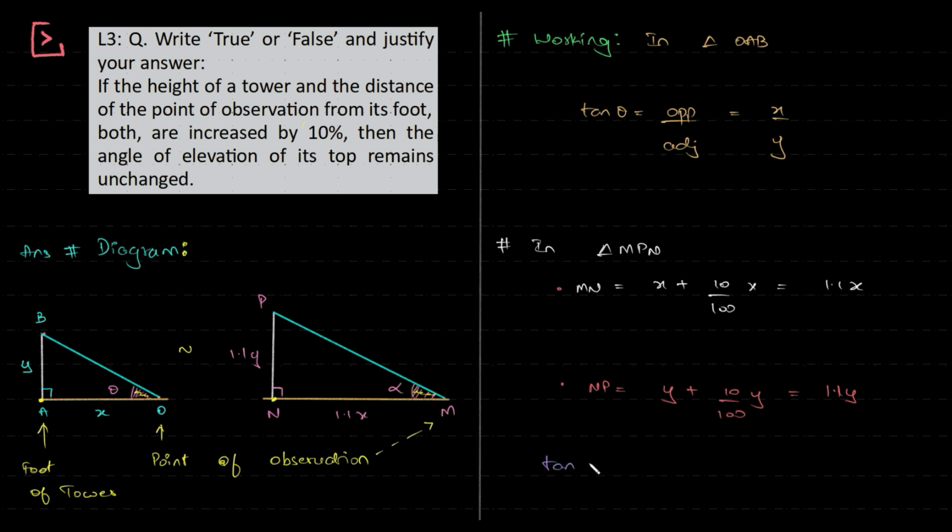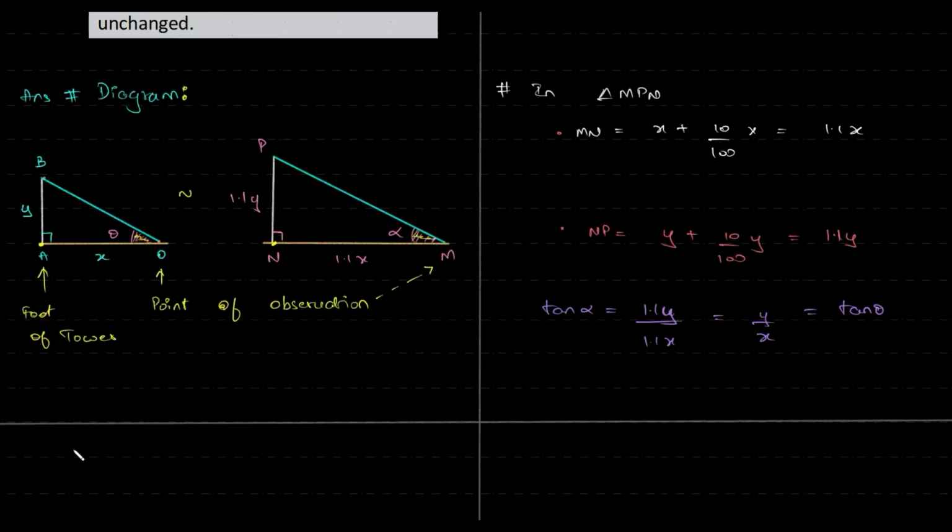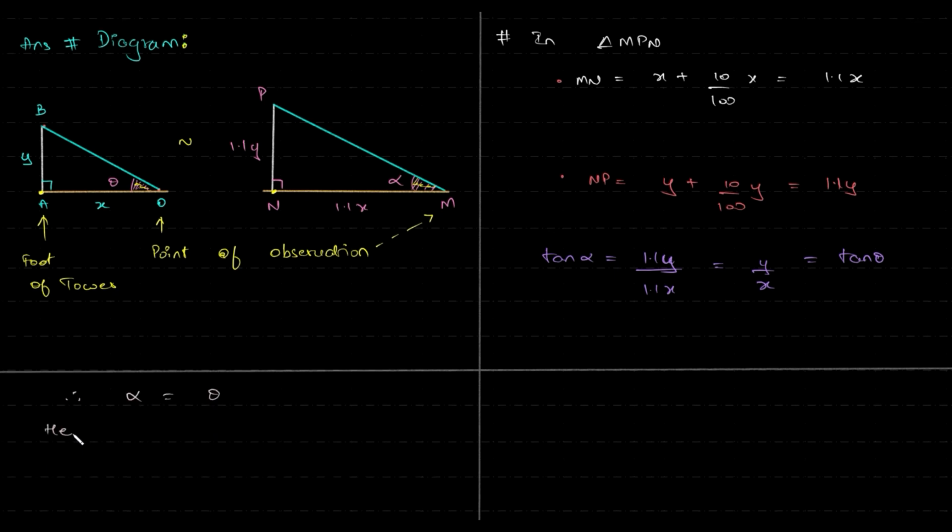And so we have tan of alpha, which is equal to 1.1 X divided by 1.1 Y. Sorry, this is wrong, I thought I am writing this wrong. So this is X by Y, and this is nothing but X by Y, and this is same as tan of theta. And so we have, therefore, alpha is equal to theta. Hence, the statement is true. Okay, that's it.